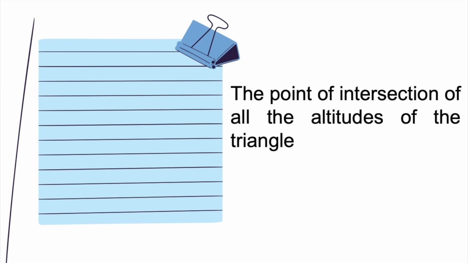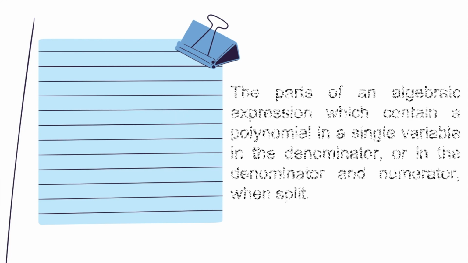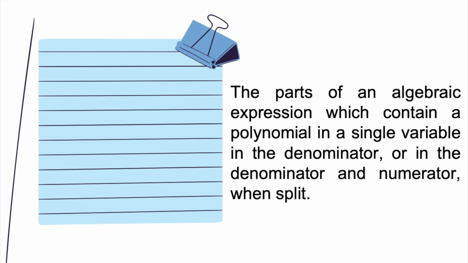The point of intersection of all the altitudes of the triangle. Orthocenter. A locus of a point which moves so that it is equidistant from a fixed point and a fixed line. Parabola. The parts of an algebraic expression which contain a polynomial in a single variable in the denominator, or in the denominator and numerator, when split. Partial fraction.